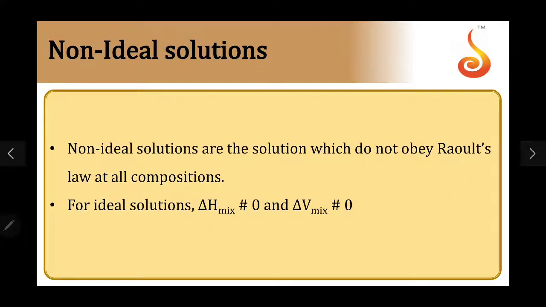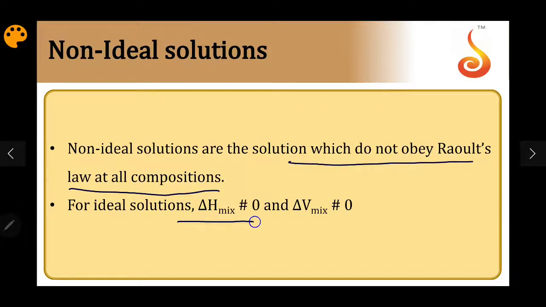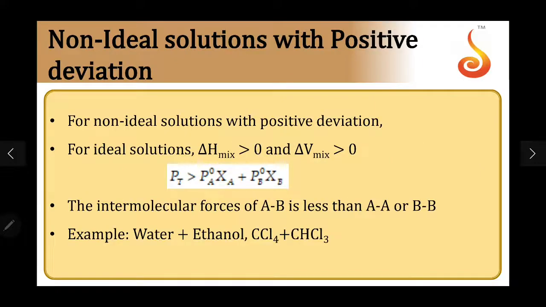Non-ideal solutions are solutions which do not obey Raoult's law at all compositions. For non-ideal solutions, delta H mixing and delta V mixing will not be equal to 0. There are two types of non-ideal solution, one with positive deviation. For positive deviation, delta H mixing is greater than 0, delta V mixing is greater than 0.